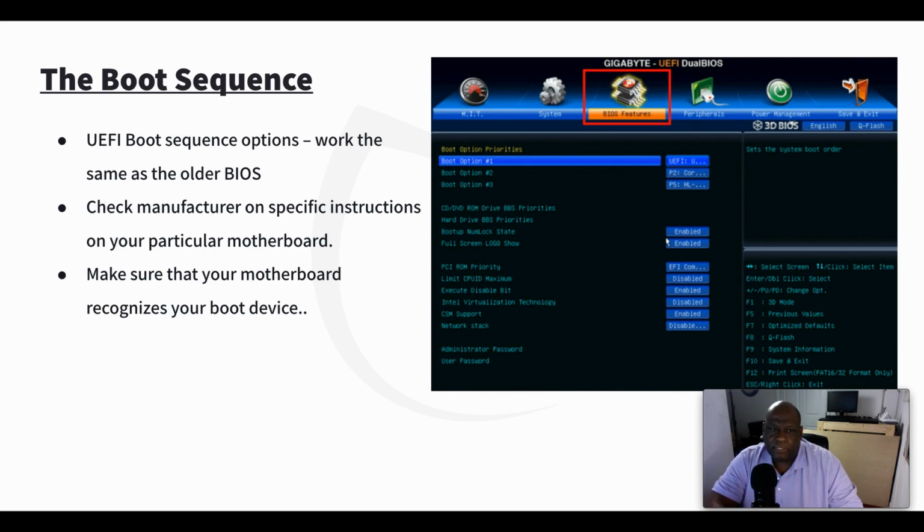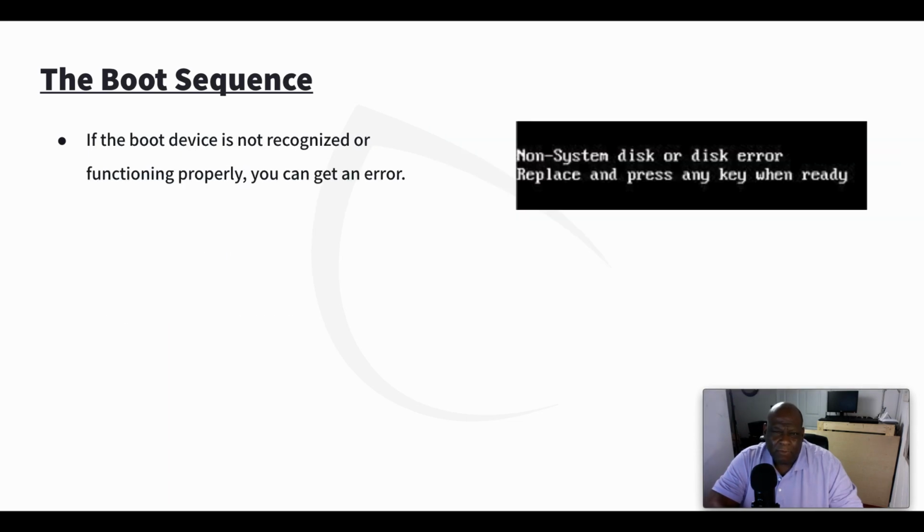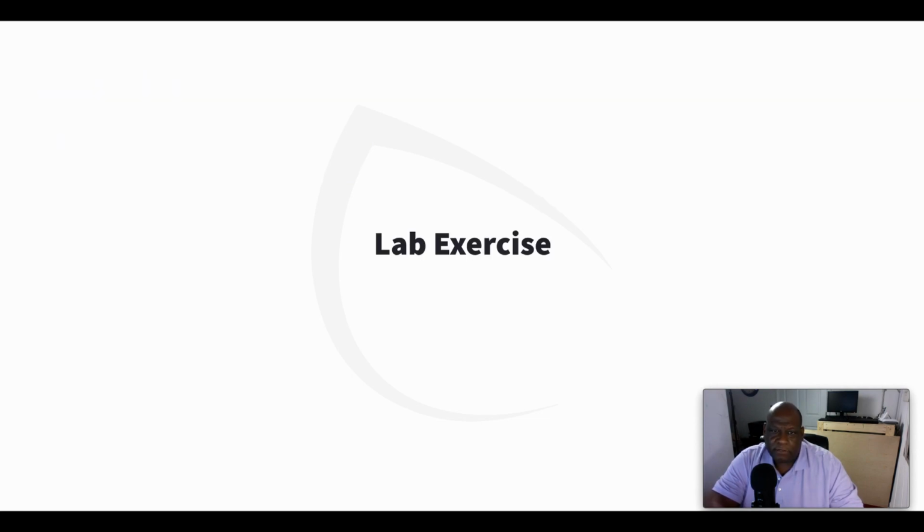Check the manufacturer for specific instructions on your particular motherboard as to the layout and where and how it's set up. Make sure that your motherboard recognizes the boot device, because if it doesn't, you may see an error such as this: non-system disk or disk error. Replace and press any key when you're ready. So basically what that error means is it's not properly identifying the first boot device or the only boot device, depending on how your system is set up. So let's have a look at the boot order and some other things. Let's go to the lab.